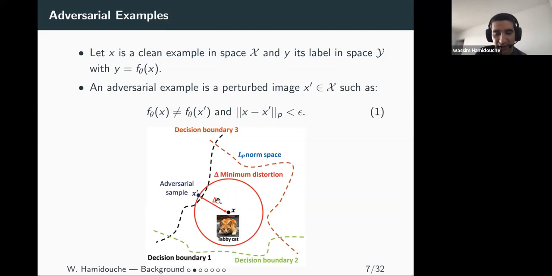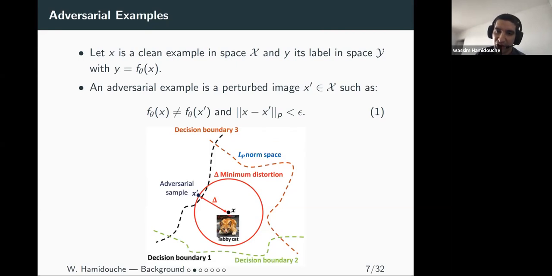As we can see in this figure, if we have a clean image X recognized as a cat, the adversarial examples are all images outside the boundaries of the cat class, but at a minimum distance from the clean image X. So the distance between X and X prime is bounded by this epsilon constant. This is the formal definition of an adversarial example.